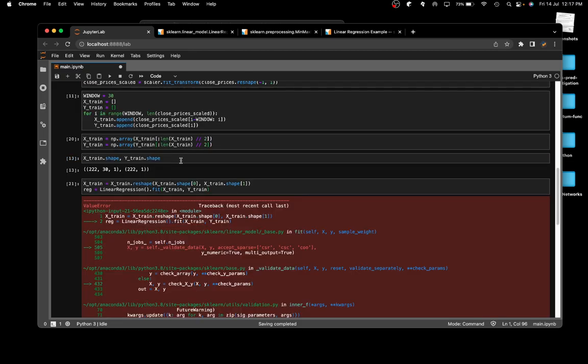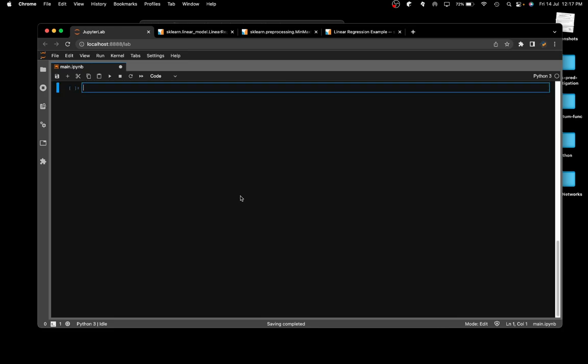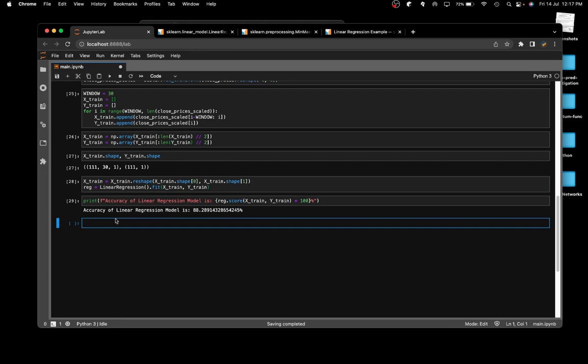What's the problem now? Oh yeah, I'm guessing this should be y_train. I'm guessing I'll have to run this again. Yep, now I think it should work. Alright, and now we can pretty much get rid of this. So now you can see it's 88%. Alright, so now let's actually go ahead and work on the r squared. So now we can have x_test, which is just going to be len. Oh, wait a minute. Why am I saying len x_train over here? This should be len of close prices scaled.